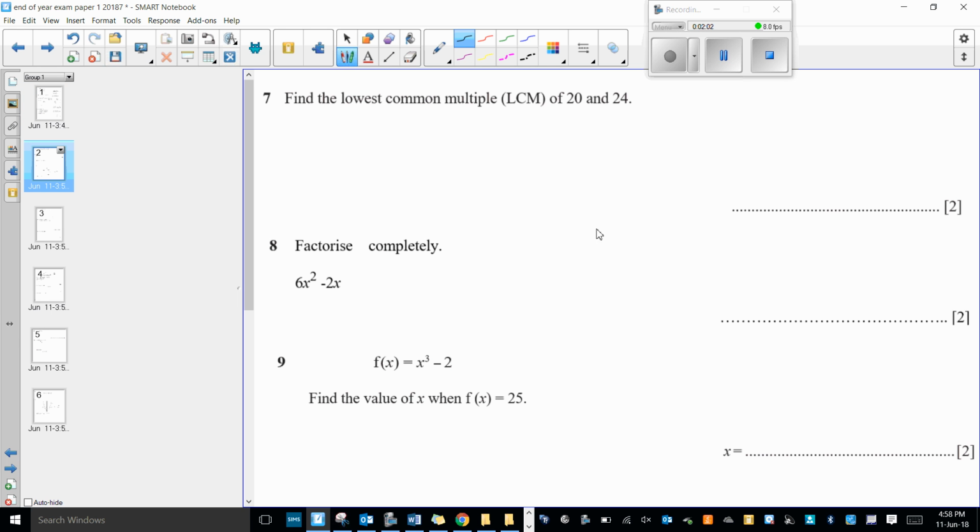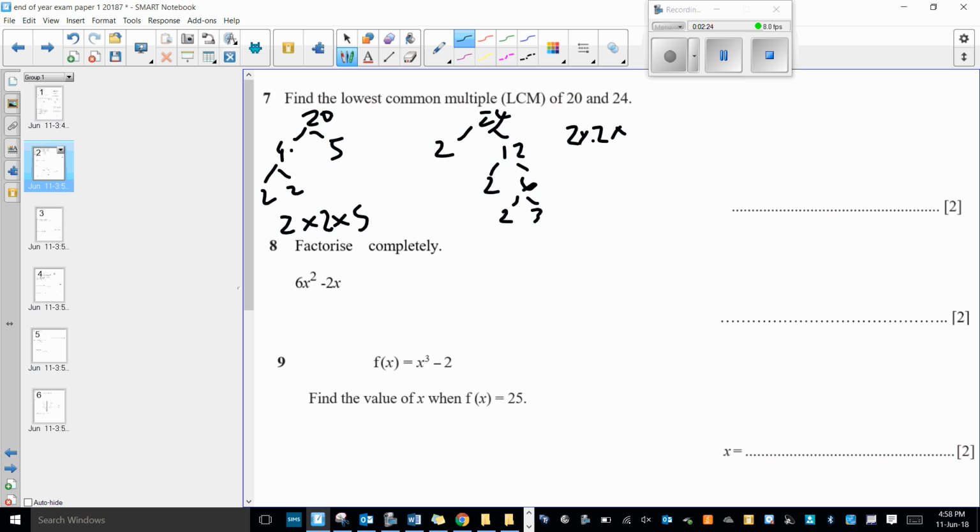Lowest common multiple. There are different ways of doing this, but we can use factor trees. So 20 as a factor tree would be 2 multiplied by 2 multiplied by 5, and 24 would be 2 multiplied by 2 multiplied by 2 multiplied by 3. If we're trying to find the lowest common multiple, we see what's common, so I can see there are 2 multiplied by 2 common, and delete one of those sets, and that's it.